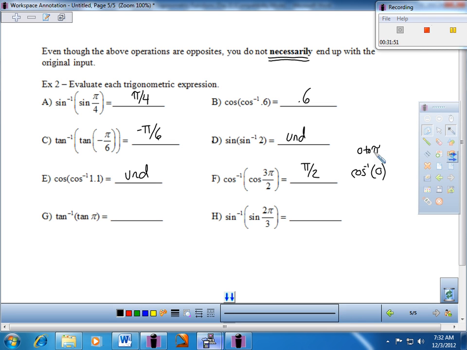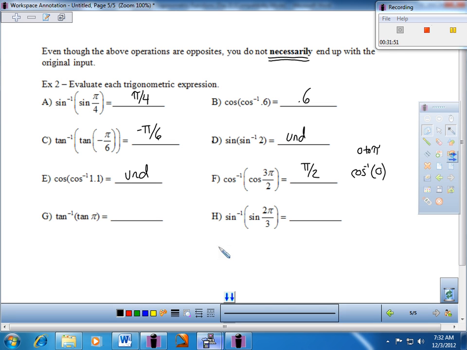So what you're going to ask yourself very simply, and again, it's going to take experience with this, is, if this is outside the interval, you're going to try to find the angle with that same ratio in our interval. So pi over 2 has the same cosine ratio as 3 pi over 2. Pi over 2 is in the interval. 3 pi over 2 is outside it. Okay, and that's how it's going to work. Let's try another.